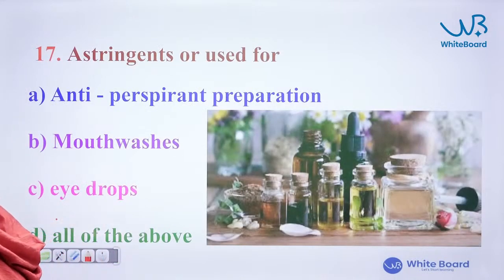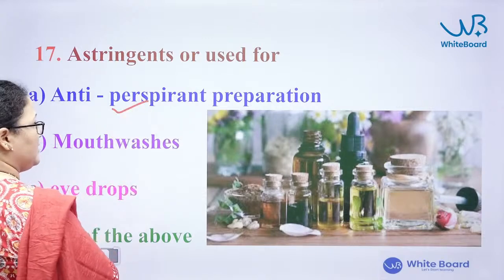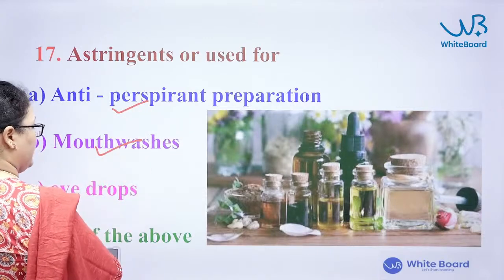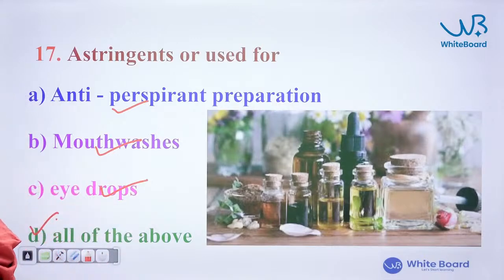Next, astringents are used for, okay. So, what is the purpose or in which preparations they are used? Antiperspiration preparations? Yes. Okay. Mouthwashes? Yes. Eye drops? Yes. So, all the above. Correct option is D.